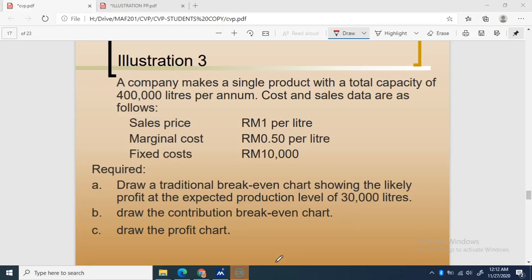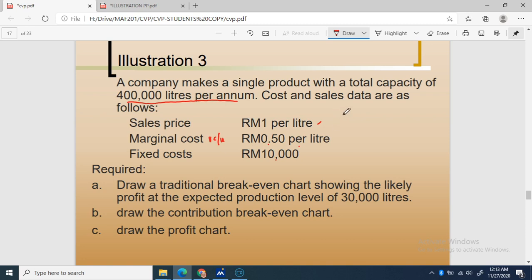Okay, for this video, we refer to illustration when we use a graph for a CVP analysis. Under illustration 3, a company makes a single product with a total capacity of 40,000 liters per annum. So this is the maximum capacity of the company. Cost and sales data are as follows. Selling price per unit is RM1 per liter. Marginal cost or variable cost per liter is 50 cents. Fixed cost is 10,000. So we have the three important items to calculate the CVP.